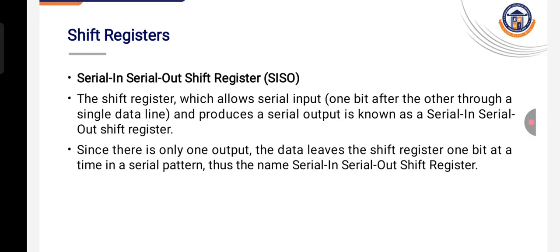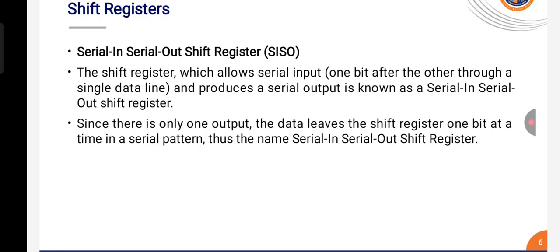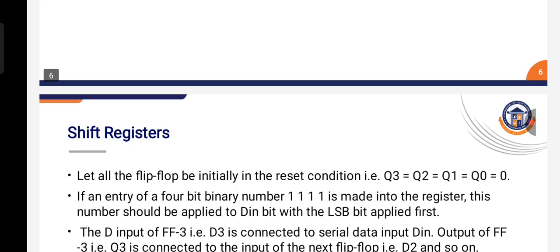Now let us see one by one. Serial in, serial out shift register. The shift register which allows serial input and produces serial output is known as a serial in, serial out shift register. There is only one output. The data leaves the shift register one bit at a time in a serial pattern, hence the name serial in, serial out shift register.